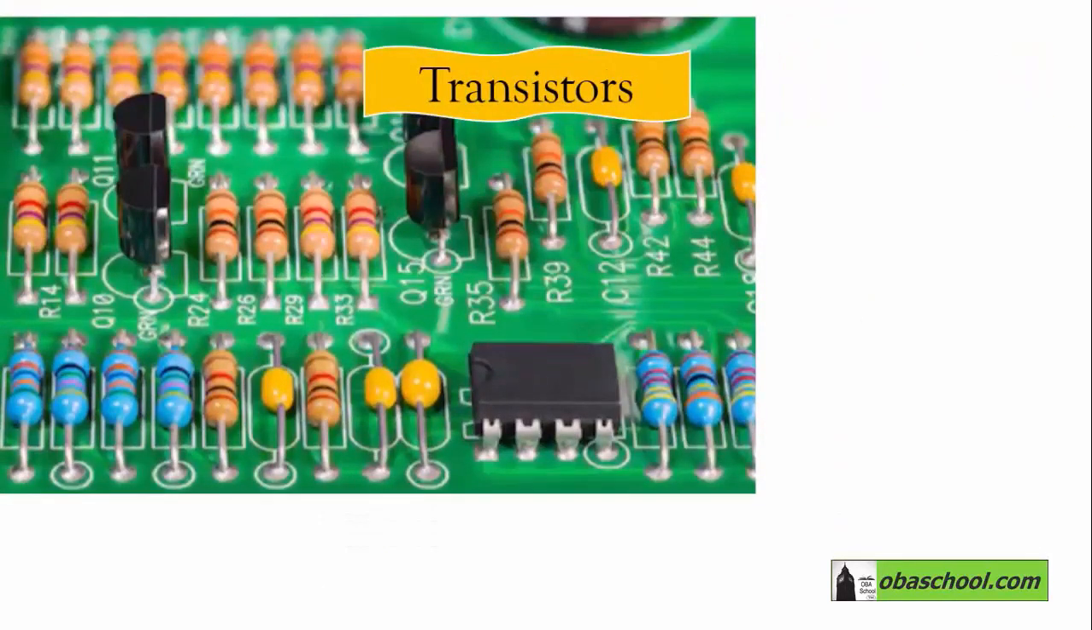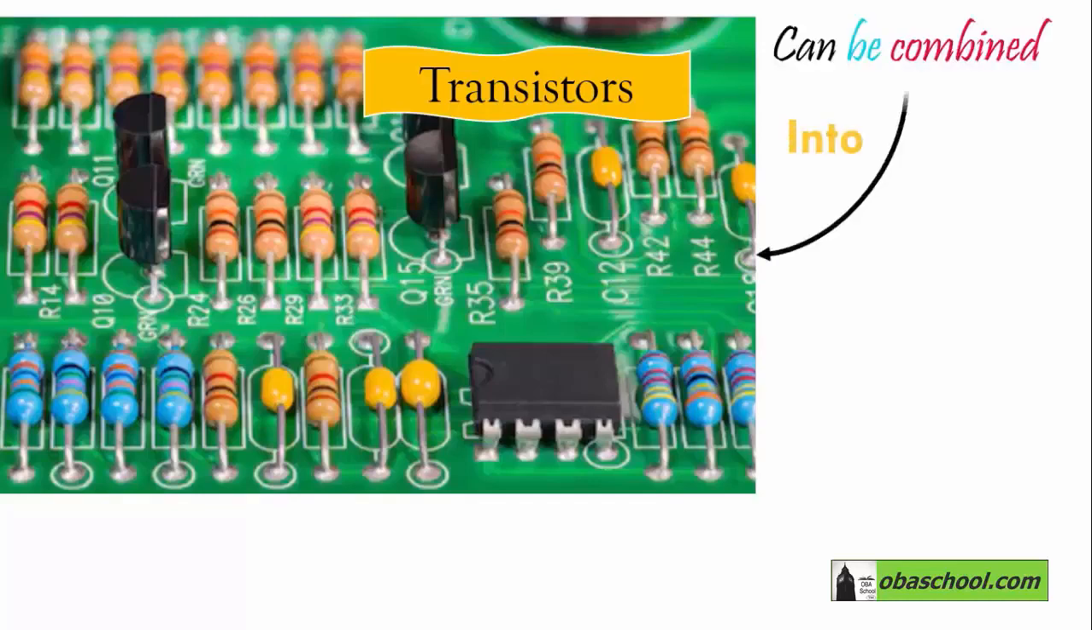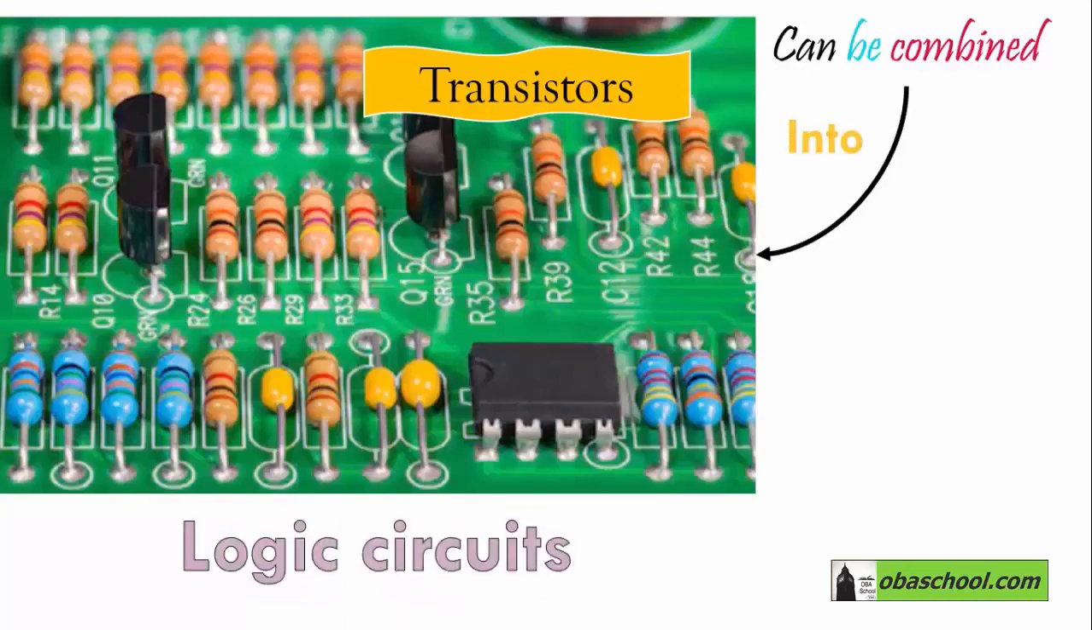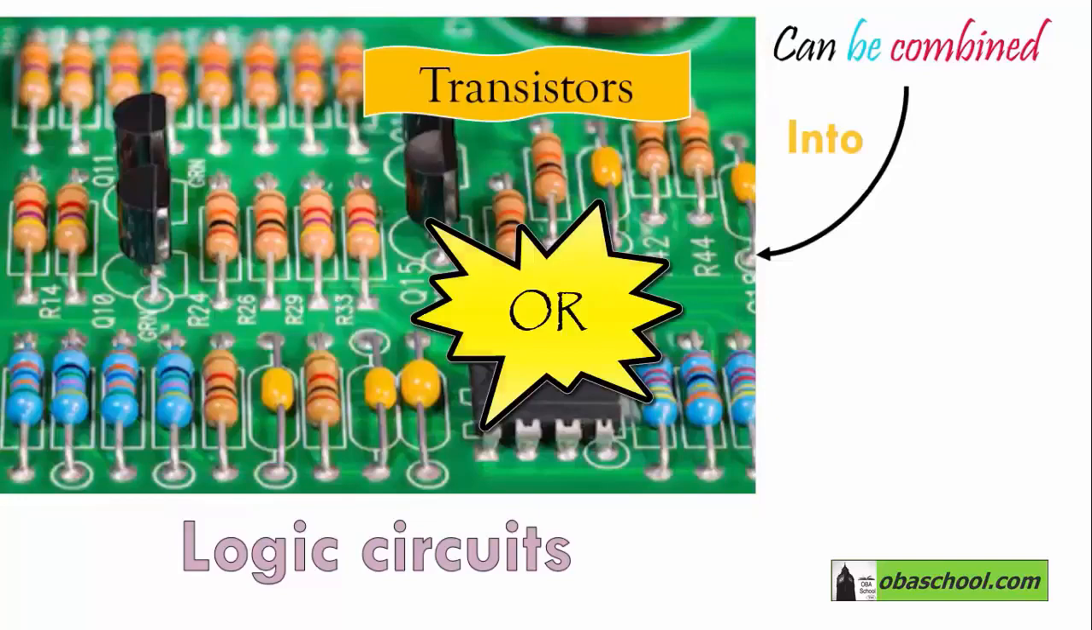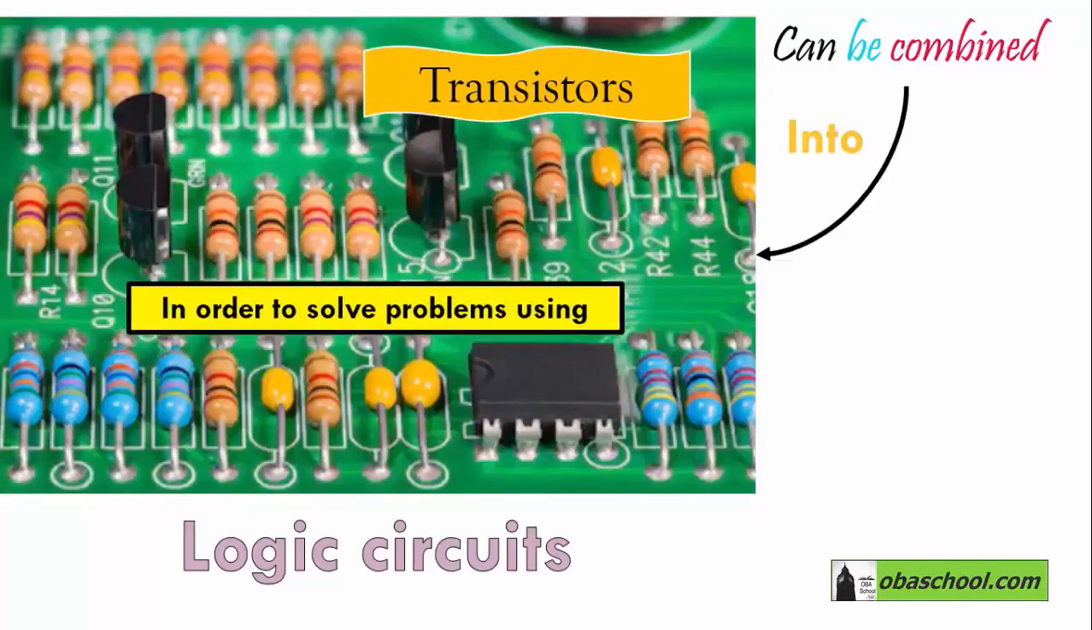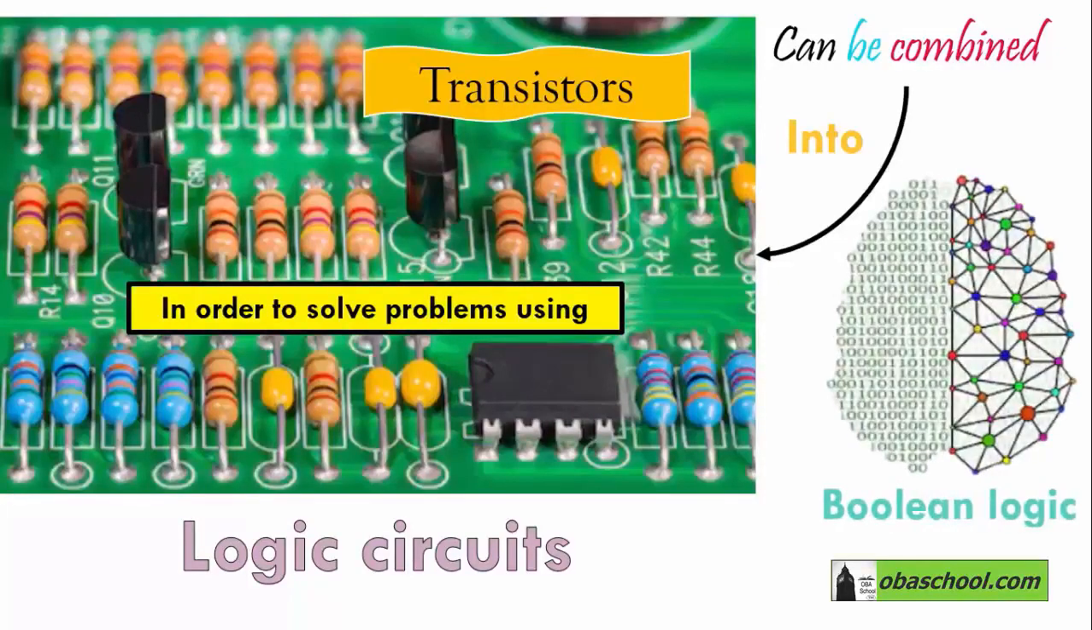These are transistors. These transistors can be combined into logic circuits. For example, this board that you see here, there are many transistors inside of it. They could be AND or NOR. Why do we combine them like this? In order to solve problems using Boolean logic. So these transistors help us to achieve the correct results.